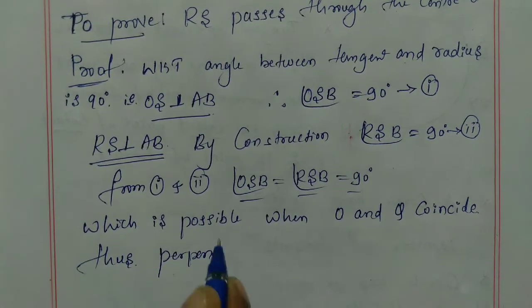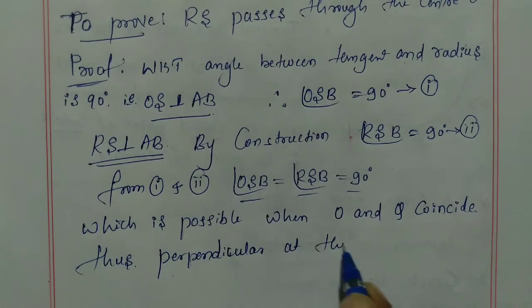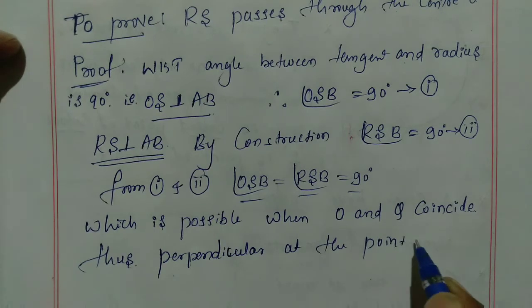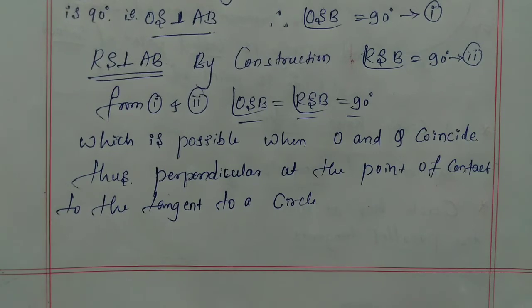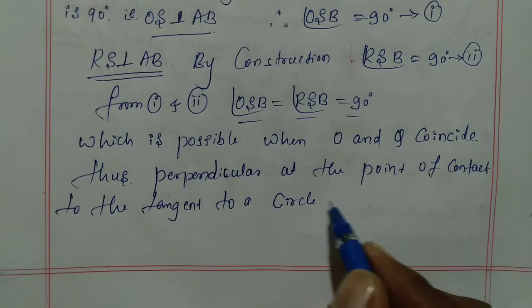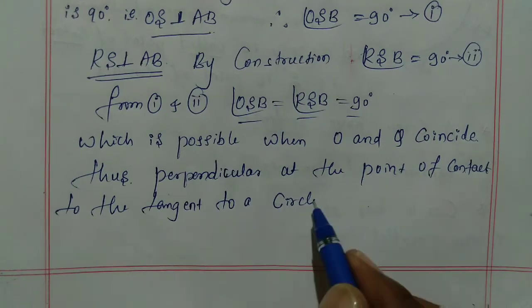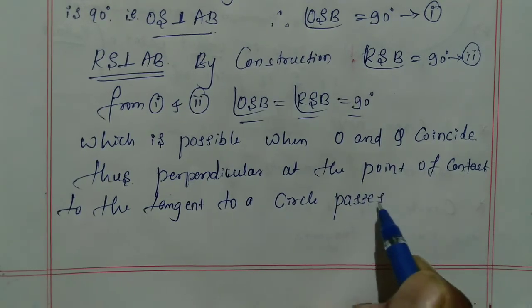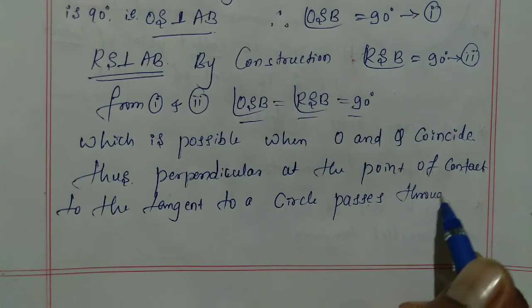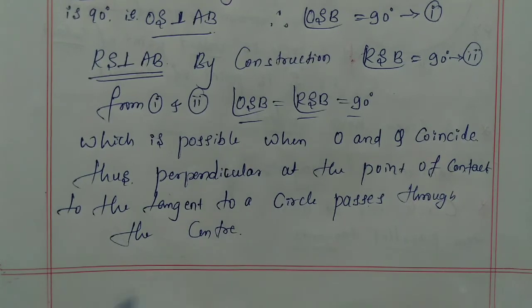Thus, the perpendicular at the point of contact to the tangent to a circle passes through the center, you can write. Okay, so this is the proof, right?